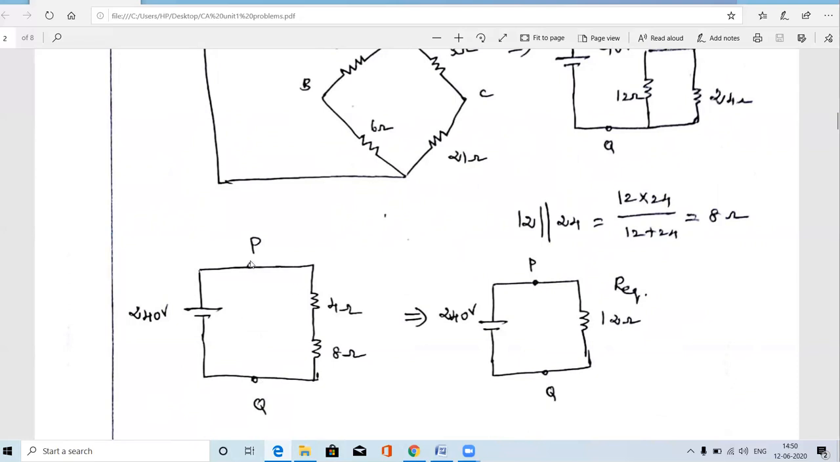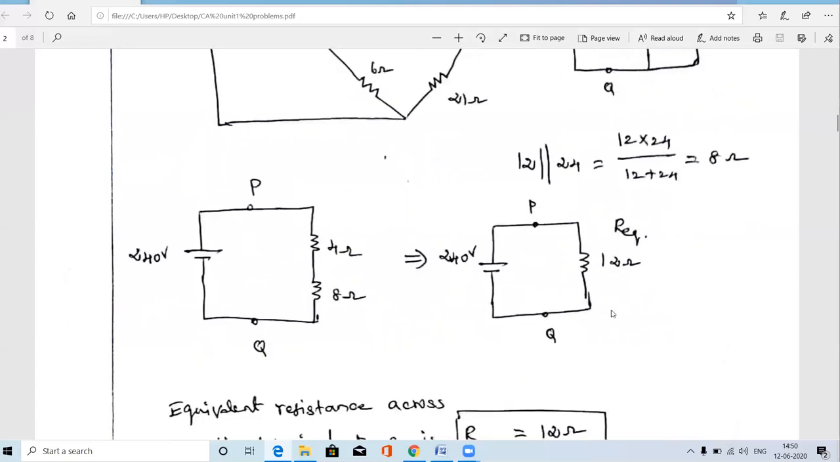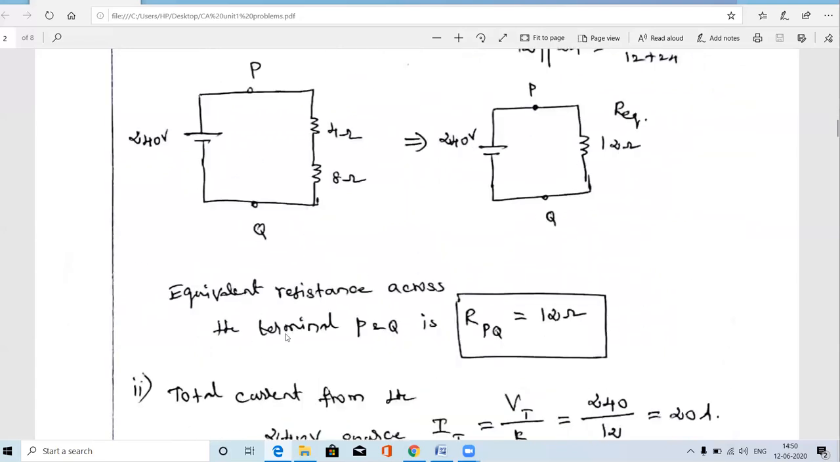So across the terminals P and Q, what is the value of the equivalent resistance? 12 ohms. So we got the answer. The equivalent resistance across the terminals P and Q is 12 ohm. This is the total resistance of the given circuit. So we calculated the first answer.